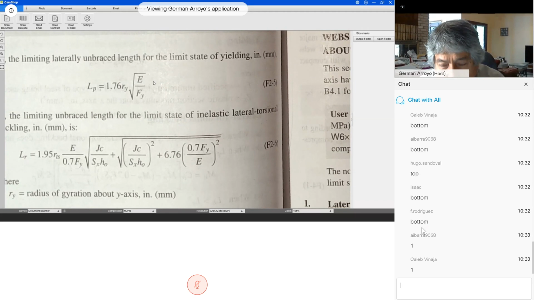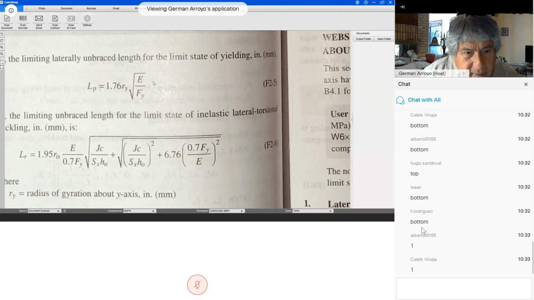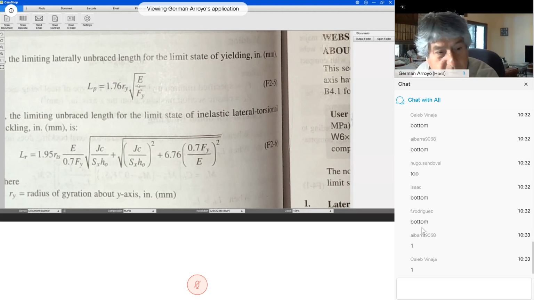This value has already been computed for you in chapter 3. I will show it to you later. But for the standard section, you need to divide this by 12. For the built-up section that I used yesterday, the only thing you have to do is replace the r sub y and the F sub y in here, and you can compute it. But this is already computed.